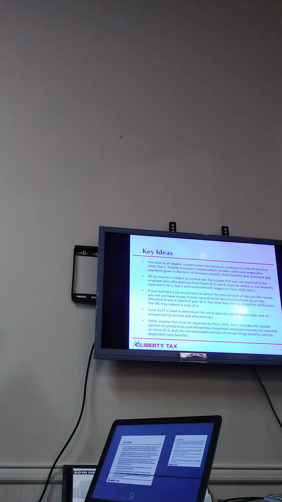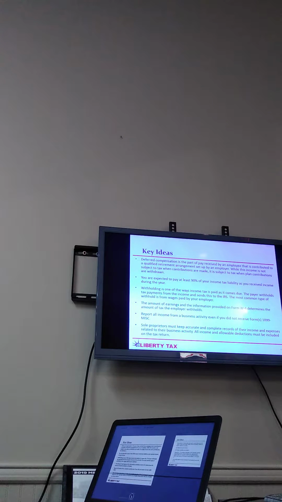We talked about wages are in line 1 of the 1040. This was really long, almost 100 slides. Tip income has to be reported. Line 1 could include scholarships, those sorts of things that we talked about earlier that could be taxed. Deferred compensation, we talked about that that's deferred. You're expected to pay 90% of your income tax liability as you receive income during the year. I don't know anybody that sticks by that, so that's just the IRS guideline.